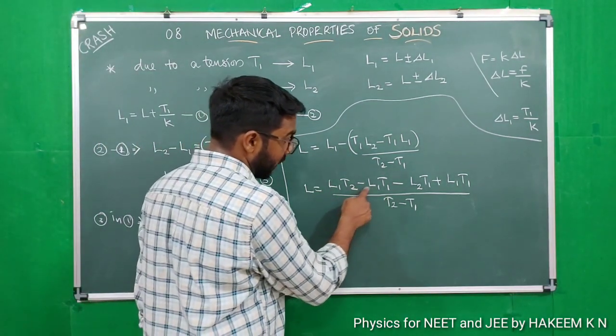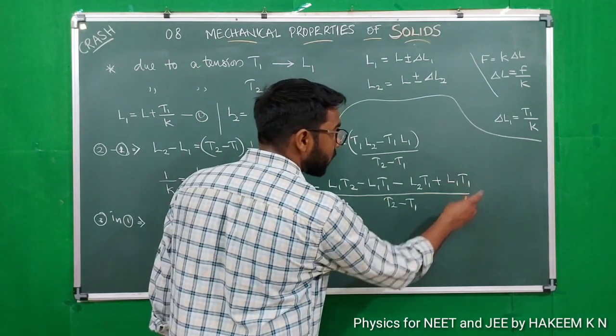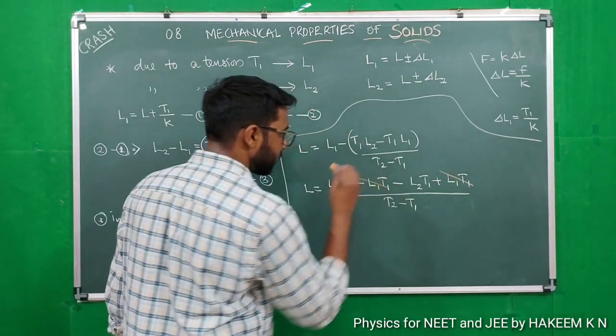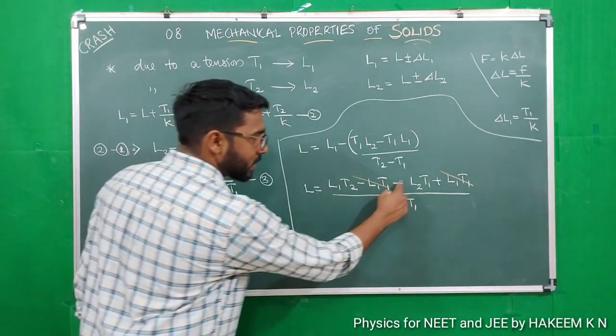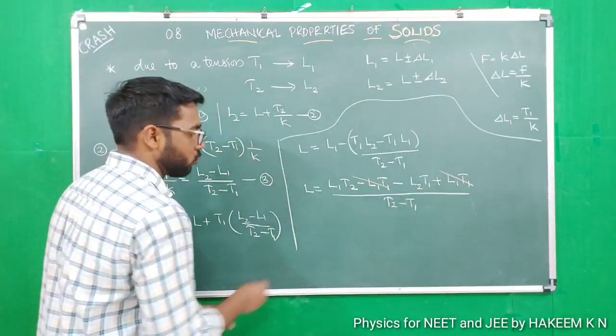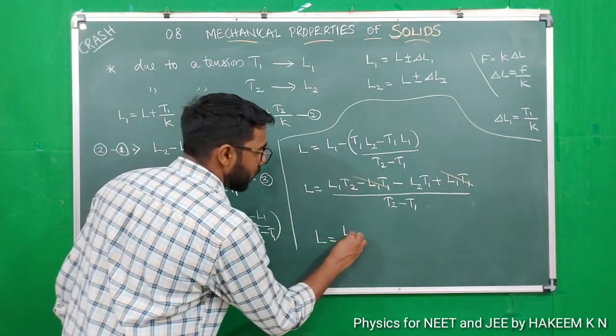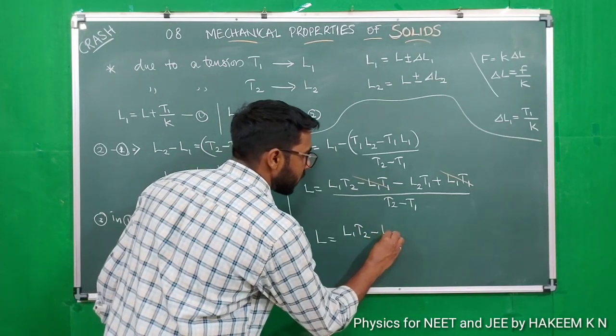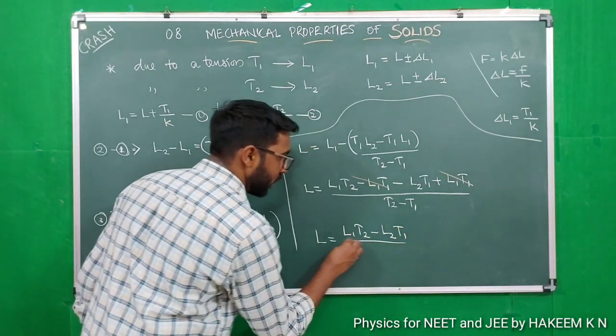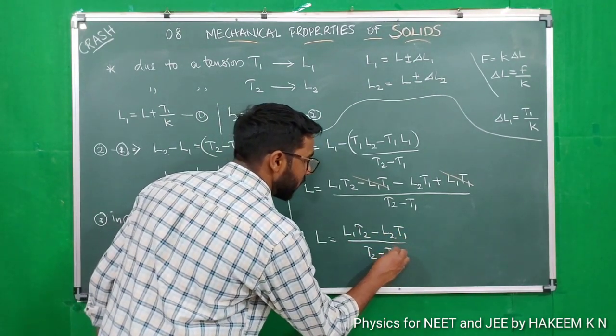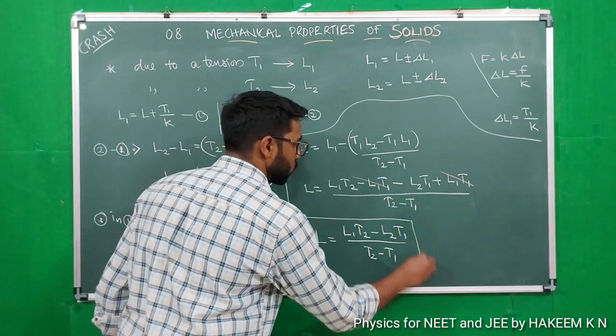L1 T2 minus L1 T1, here plus L1 T1, it is cancelled. L1 T2 minus L2 T1 divided by T2 minus T1. L equal to L1 T2 minus L2 T1 divided by T2 minus T1. This is the actual length.